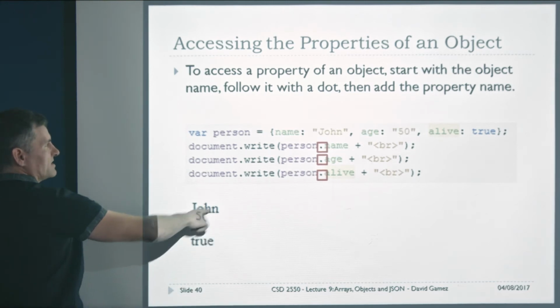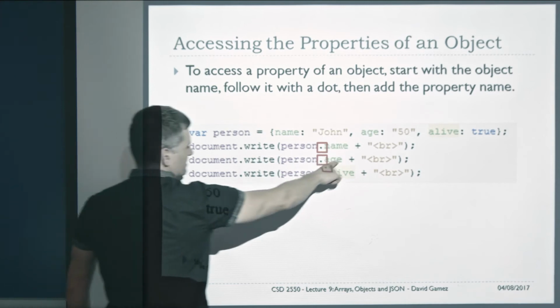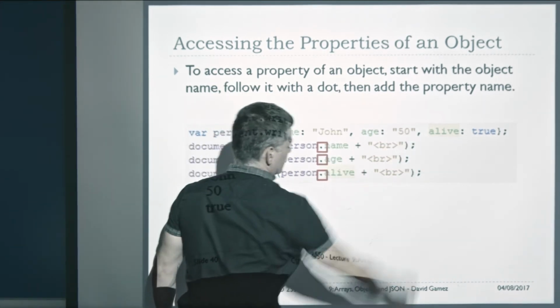So we get John, which is the person's name. We get 50, which is the person's age, this value here. And then we got true, which is whether John's alive or not.